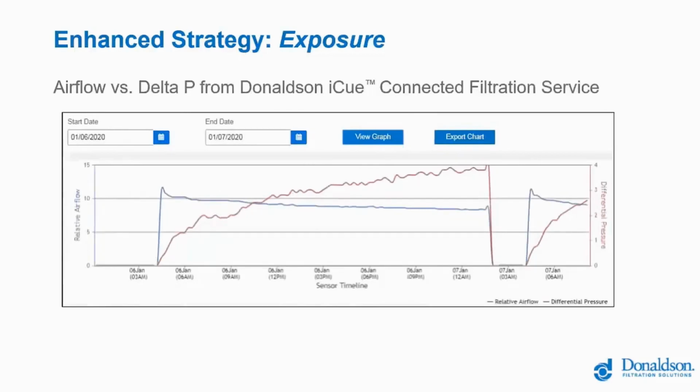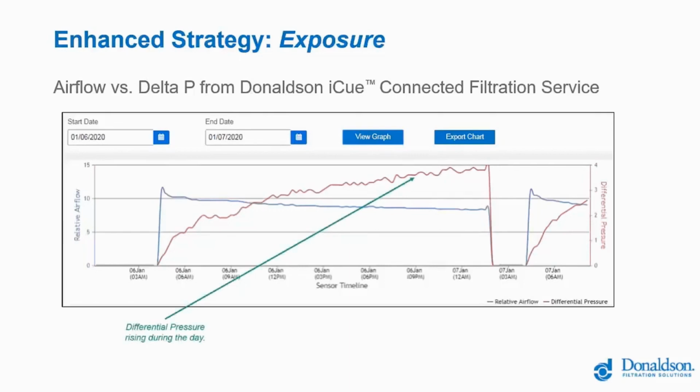So this is from an actual customer site who's using our IQ solution, that we pulled this graph from back in January. And so you see two lines on this graph. The red line is the differential pressure, and the blue line is the relative airflow we were just talking about. So the first thing you notice is the red line, the differential pressure, is increasing during the day.